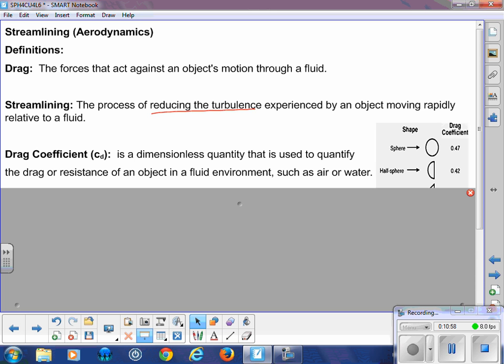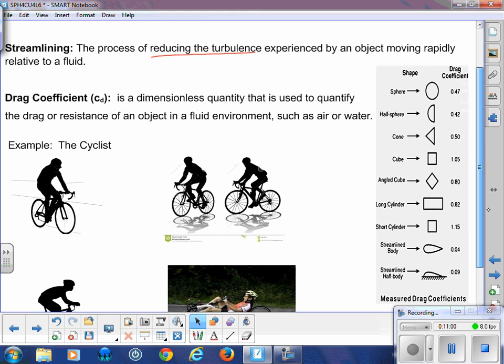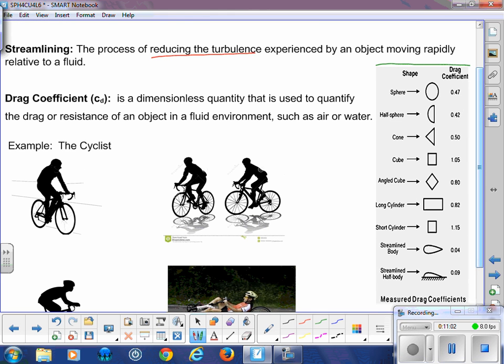And if you look off to the right here, I have a chart that has some general shapes and the drag coefficient, and that's that 0.47, 0.42, given as a percentage. So a sphere has a 47% drag coefficient, a half sphere is 42, a cone's 50. So it kind of gives you, relative to each other.